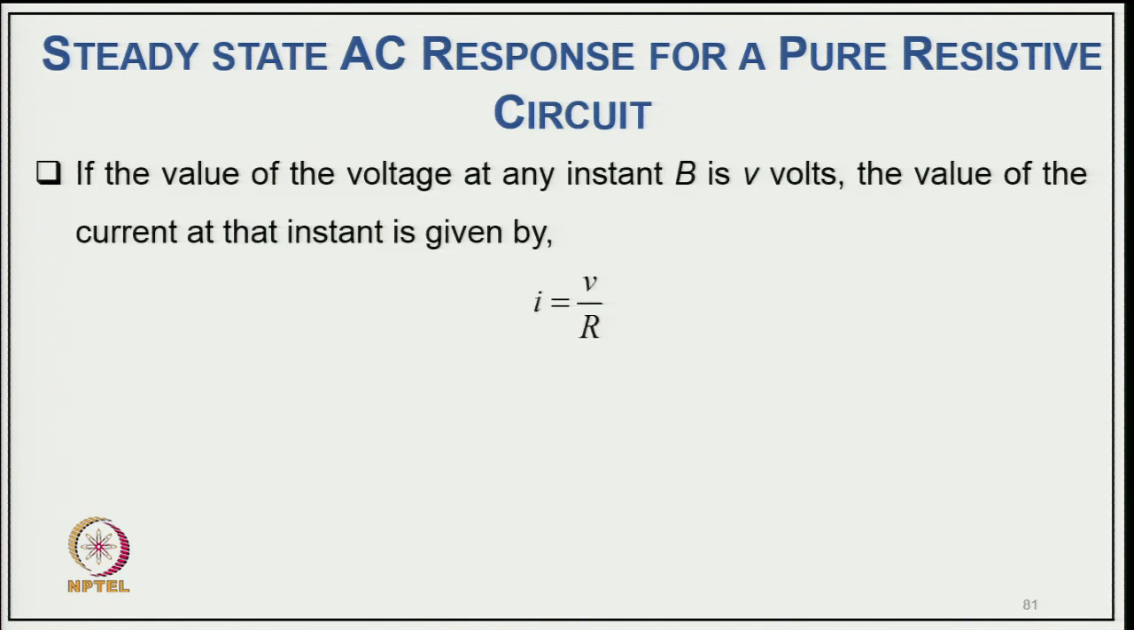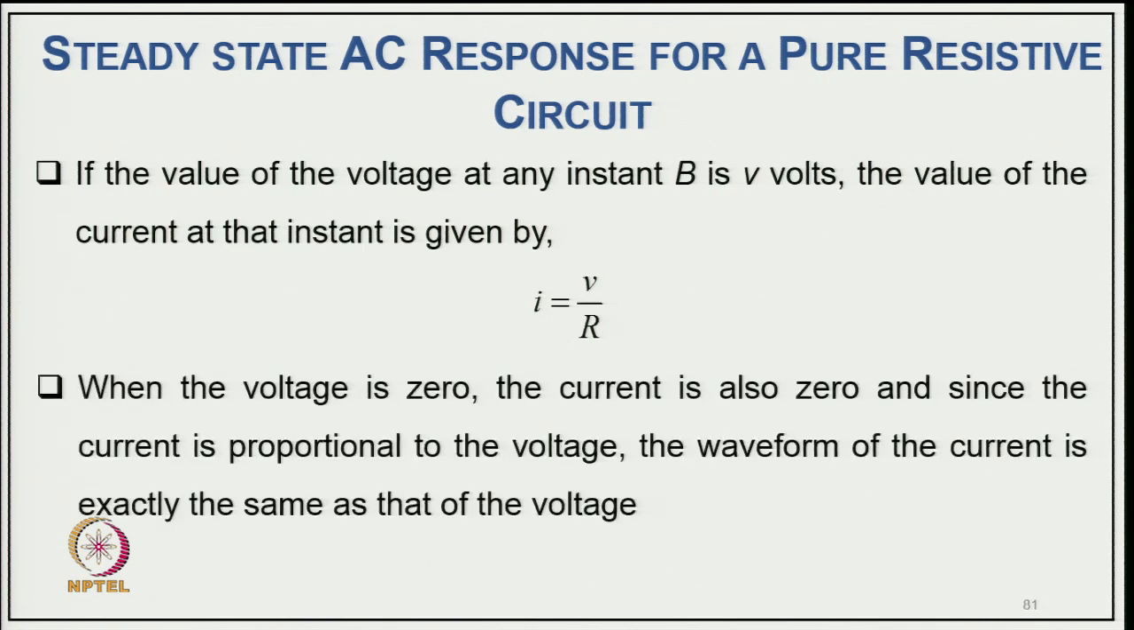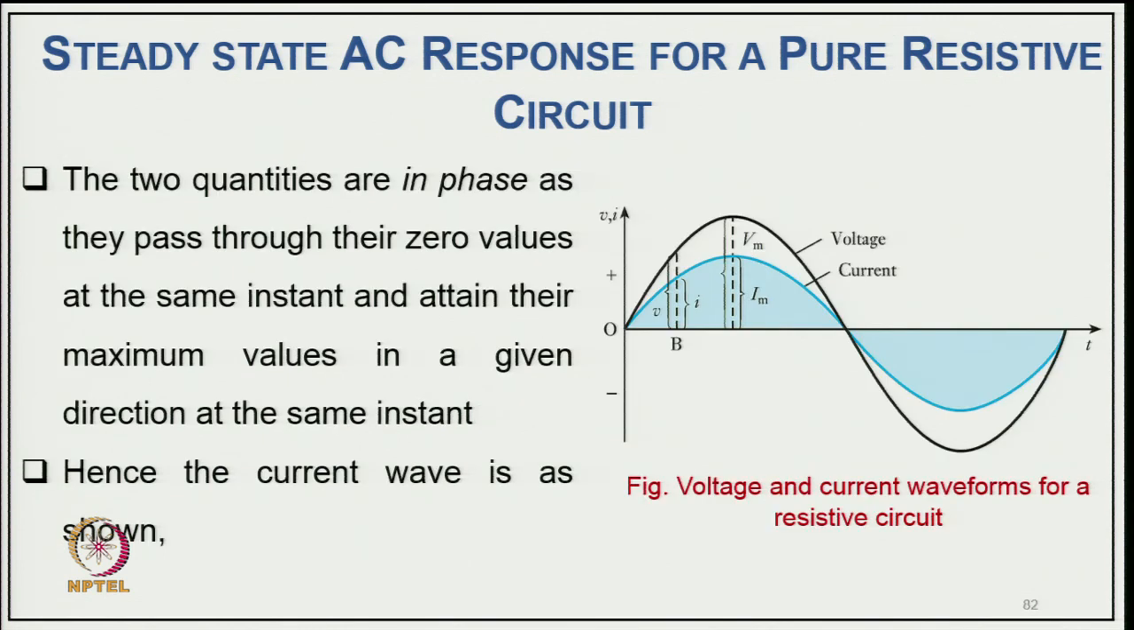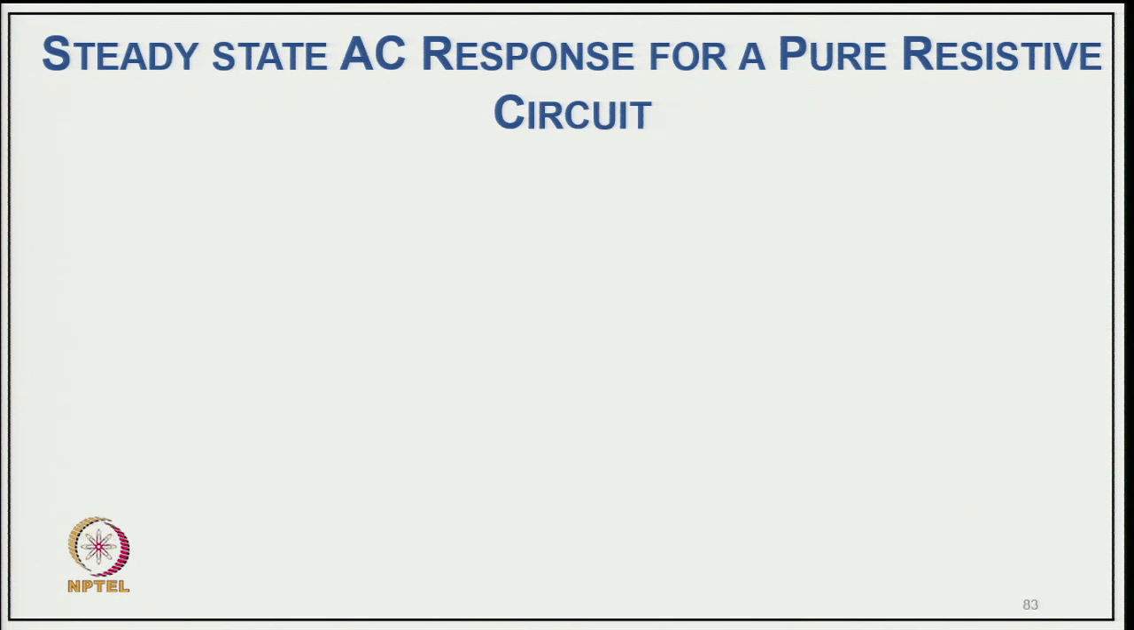If the value of the voltage at any instant is V volts, then the value of the current at that instant is I equal to V upon R, and when the voltage is 0, the current is also 0. Hence, since the current is proportional to the voltage, the waveform of the current is exactly the same as that of the voltage. Here you can see the two quantities are in phase, as they pass through their 0 value at the same instant and attain their maximum value in the given direction at the same instant. The current wave is also shown here. So voltage and current are both in phase, as you can see: the shaded portion is the current and the other portion is the voltage in a resistive circuit.